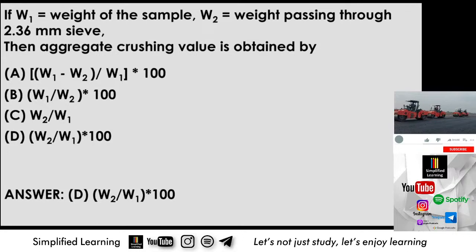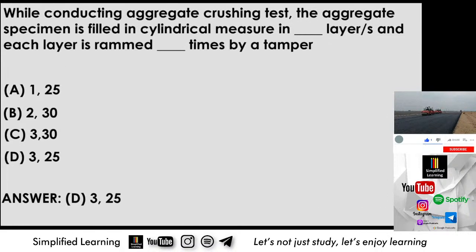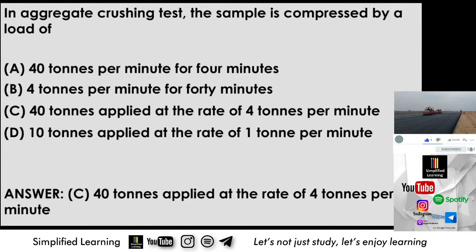If W1 is the weight of the sample, W2 is weight passing through 2.36 mm IS sieve, then aggregate crushing value is obtained by using formula W2 by W1 into 100. While conducting aggregate crushing test, the aggregate specimen is filled in cylindrical measure in 3 layers and each layer is rammed 25 times by the tamper. In aggregate crushing test, the sample is compressed by a load of 40 tons applied at the rate of 4 tons per minute.